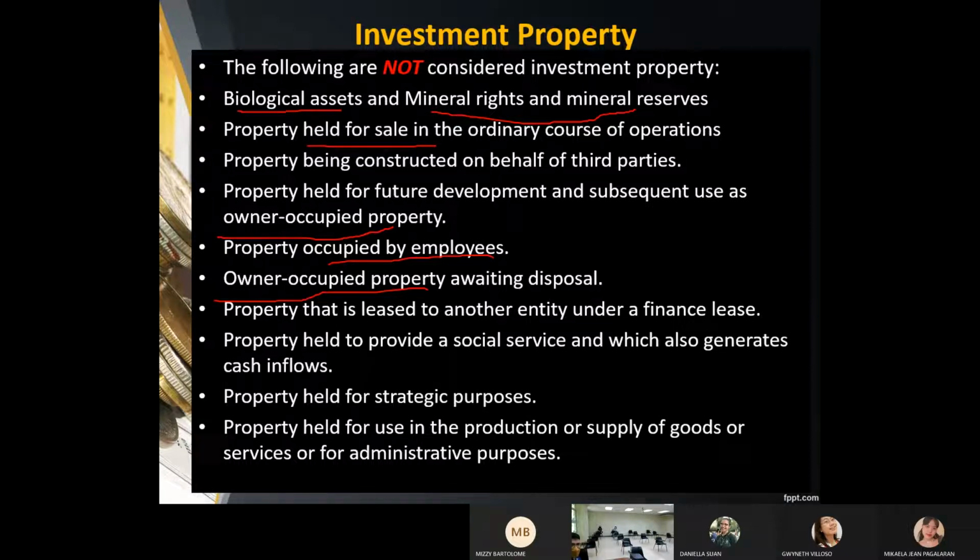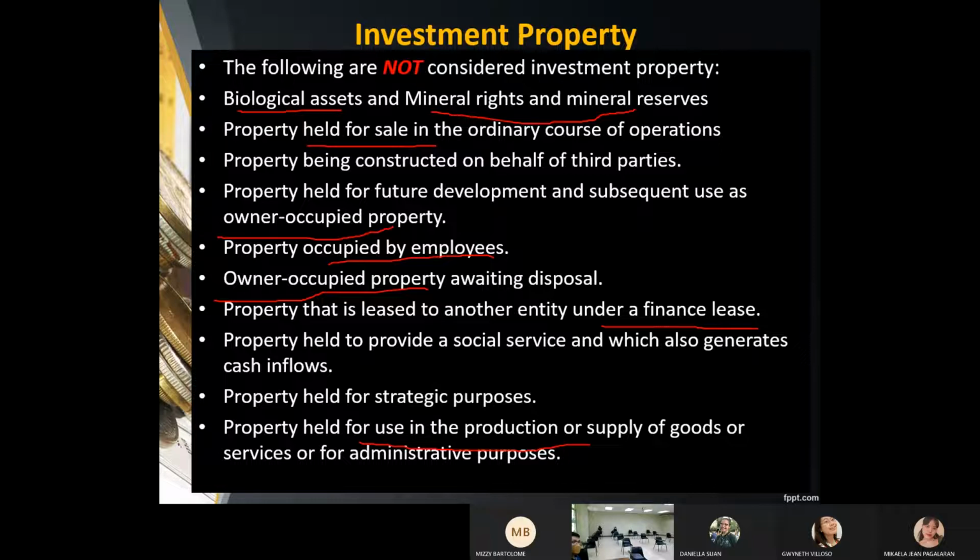Yan, property leased out under a finance lease. Property held to provide social service, which also generates cash inflows. Property held for strategic purposes and held for use in the operation or supply of goods or services. So yung karamihan dyan, i-discuss natin sa next topic, PPE. Okay, tandaan mo to: ano yung investment property, ano yung hindi.